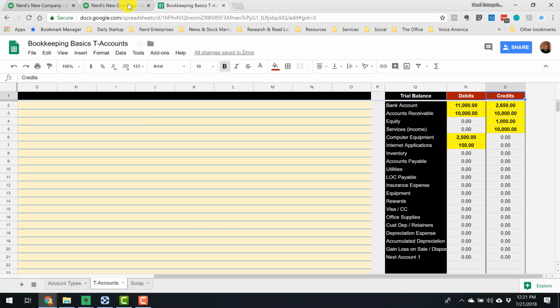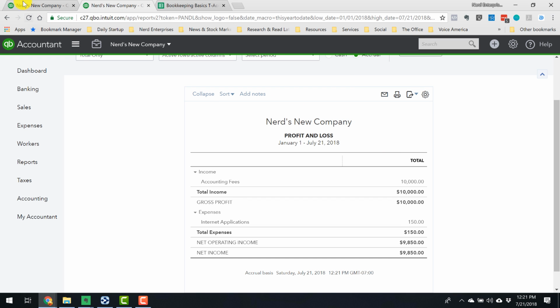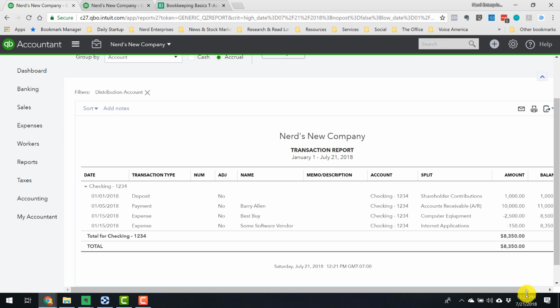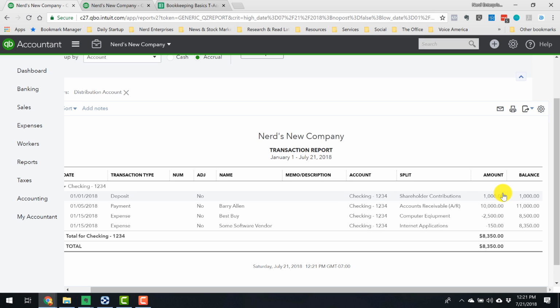Now, one thing, if you wanted to review what we did, you can, of course, click into the bank account, and you'll see each of the transactions I've recorded here that impacted the bank account. Right, $1,000 I put into the business, $10,000 I received. Right, what's missing from here is the invoice, because the invoice didn't impact the bank account. The payment I got on that invoice did. $2,500 payment into computer equipment, a fixed asset, misspelled equipment, and then I have $150 that I spent on internet applications.